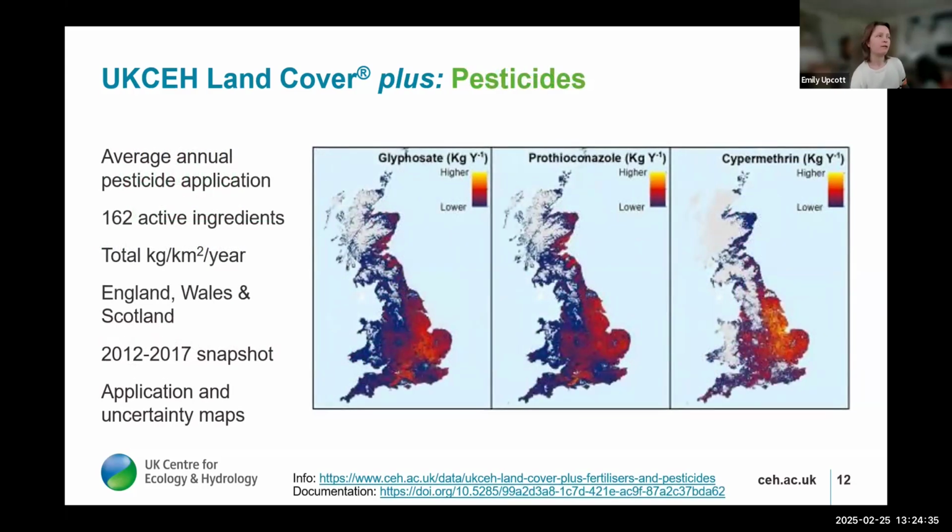The pesticides maps are quite similar, well, superficially anyway. They also are looking at average annual application, but of 162 different active ingredients of pesticide. They're also on the scale of kilos per kilometre squared per year, so another 1 kilometre raster. But this time it's covering Great Britain, so we've got data for England, Wales and Scotland together for this one. And this is a slightly different snapshot window of 2012 to 2017. But again, for each of the pesticides, we have application maps and uncertainty maps too.